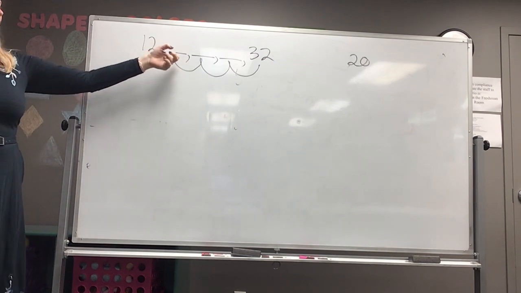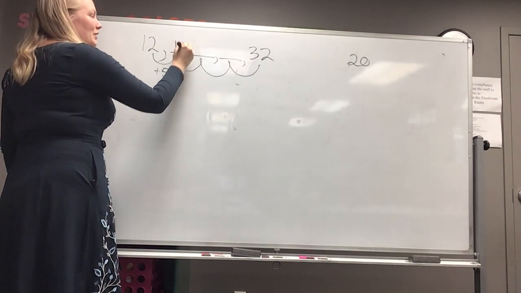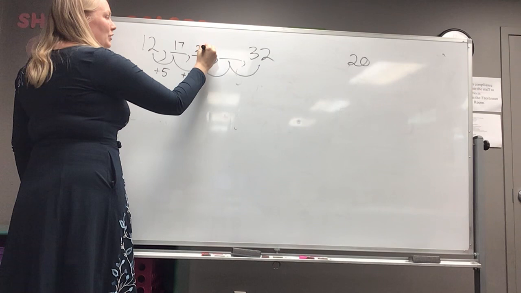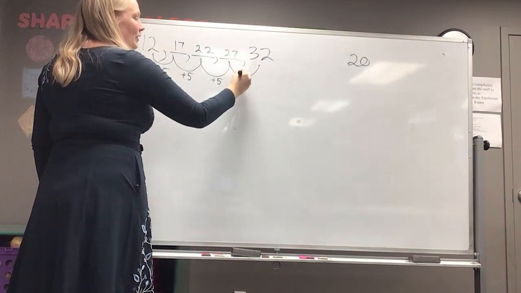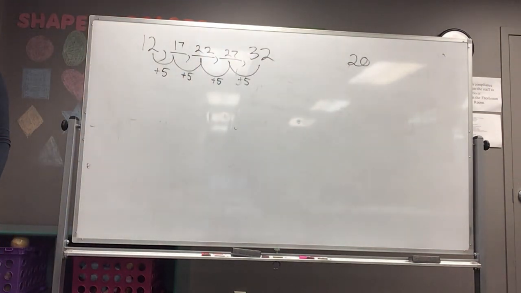From 12, add 5, we have 17. Add 5, we have 22. Add 5, 27. Add 5, we land at our 32.